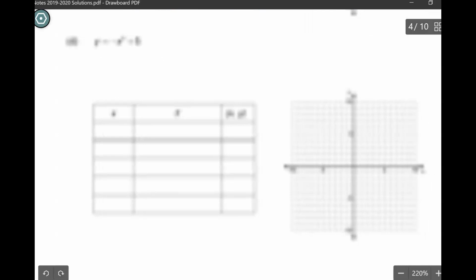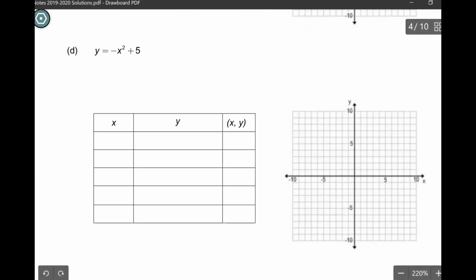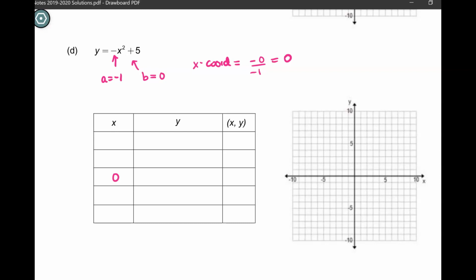Okay, last example here. Notice we'll have an A of -1. And this does not have an x. That means we're missing B. That means B is 0. So our x coordinate of our vertex is going to be -b. Well, -0, there is no such thing, right? Over -1, so we just get 0. So whenever the B coordinate is 0, that means the x coordinate of our vertex is 0.